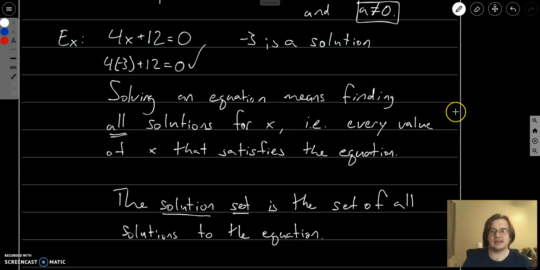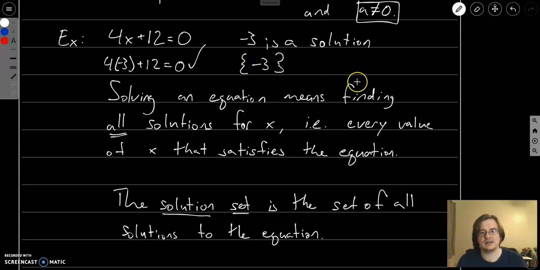It could be the case that an equation has one solution. It could have more than one solution, or it could have no solutions. So it's important to make sure that you find all solutions. There may be more than one. The solution set is simply the set of all solutions. So for instance, if you were to find all solutions, there's only the number -3. -3 is the only solution to this. So the set containing -3 is the solution set.